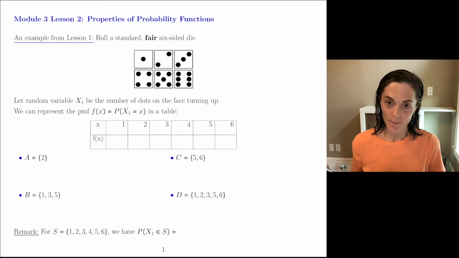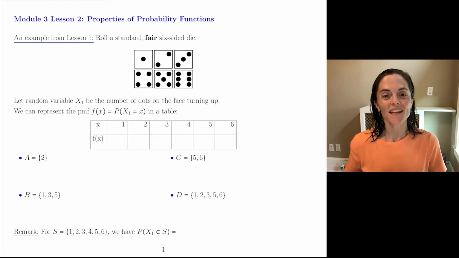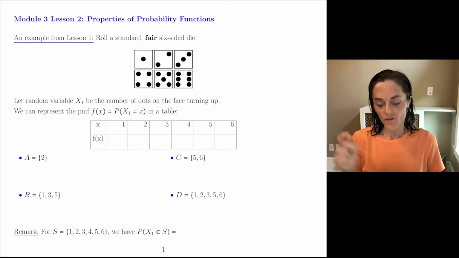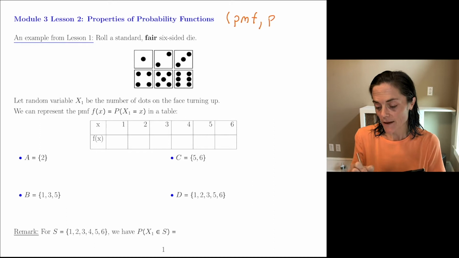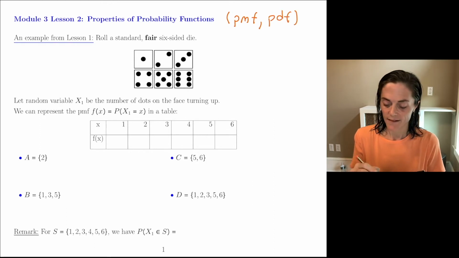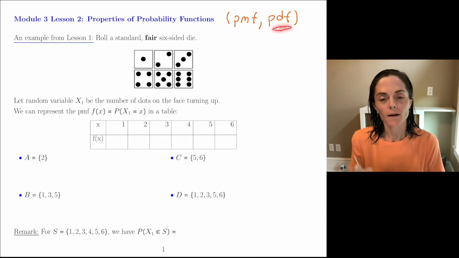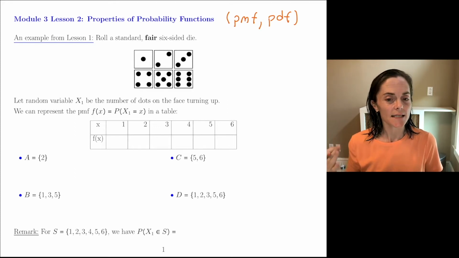Hello, class. Welcome back. We are continuing from the last lesson, or last video, and in particular what we want to talk about are properties of probability functions. Specifically, I mean the probability mass functions or probability density functions. This one is for discrete random variables, and this one for continuous random variables. But I'm going to begin with an example that we talked about in the last lesson.